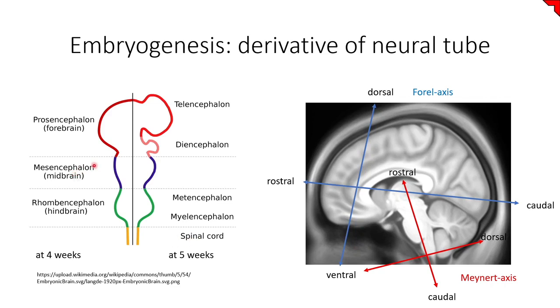Maybe if you want a trick to memorize the order of these 3: the mesencephalon is alphabetically before the metencephalon, which is alphabetically before the myelencephalon, because of the Y. But it's not that important.